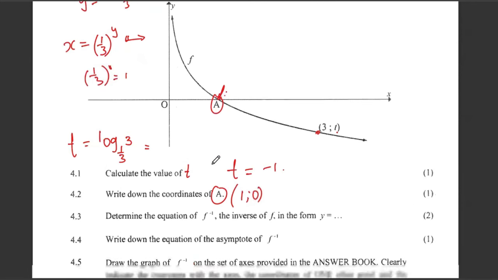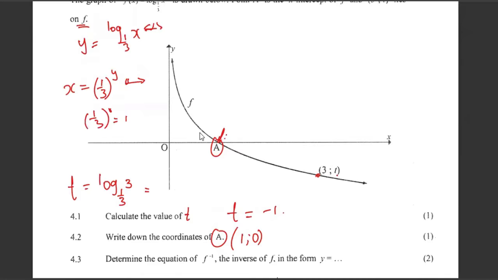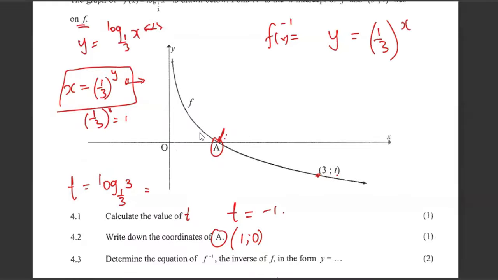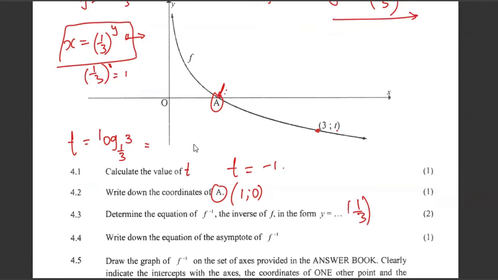All right, then 4.3, they want us to determine the equation of the inverse in that form. We've already swapped this around from the log form into the exponential form, meaning that our inverse is going to be y equals 1 over 3 to the x. That is what the question wanted. And then write down the equation of the asymptote of the inverse. If the asymptote of this one is x equals 0, then the asymptote of the inverse is going to be y equals 0.